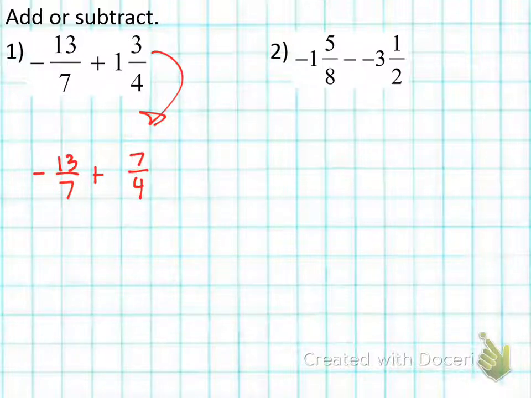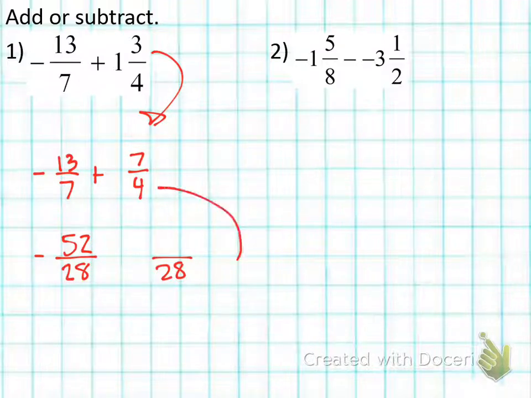The lowest common denominator we have of those two is going to be 28. Okay, so we want two new fractions where 28 is the new common denominator. So I think 7 times what is 28? Well, 7 times 4 is 28, so 13 times 4 is 52. And I don't want to forget my negative sign in the front. And then 4 times what is 28? Well, 4 times 7 is 28, so 7 times 7 is 49. And I don't want to forget the plus sign in the front.